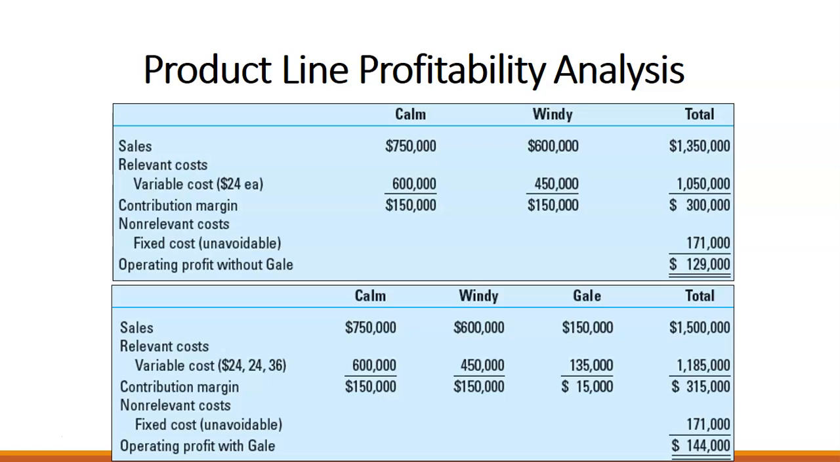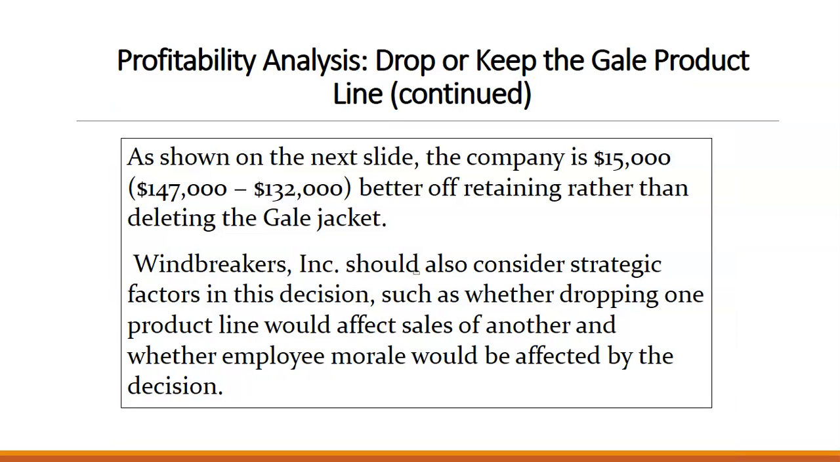So without the product, as we can see in the top table, we would have operating profit of $129,000. But with the product, we have $144,000 in operating profit. So we're actually better off currently creating the product because of those unavoidable fixed costs.